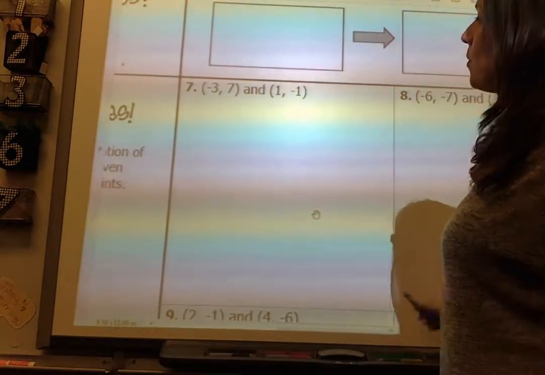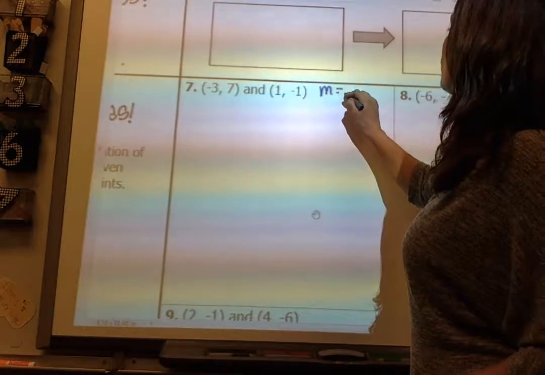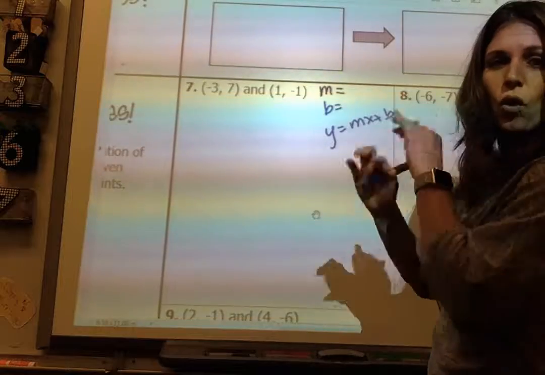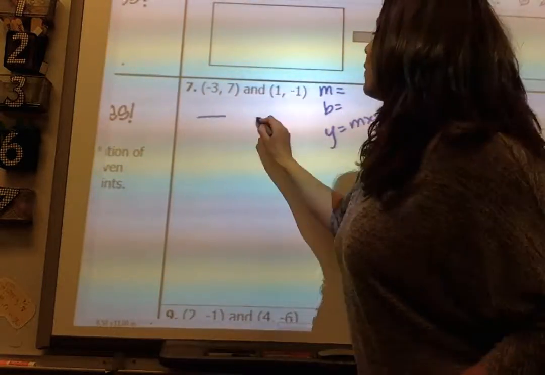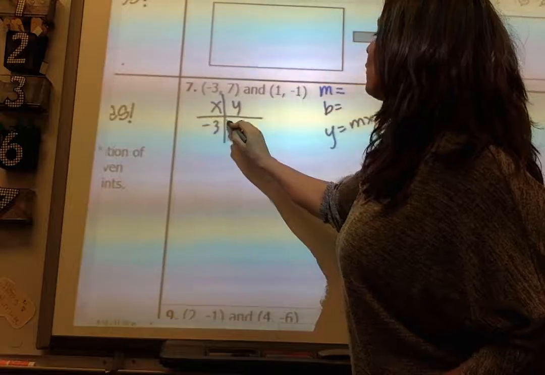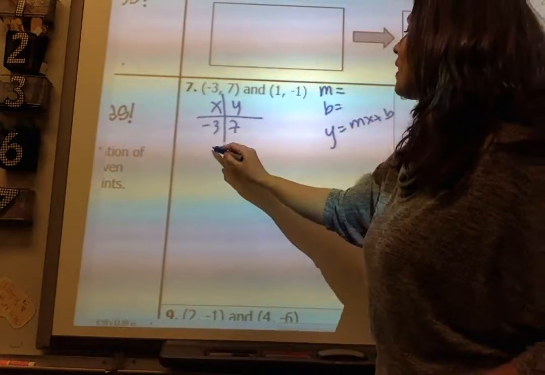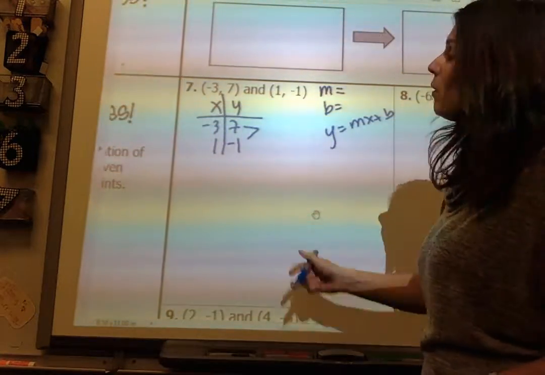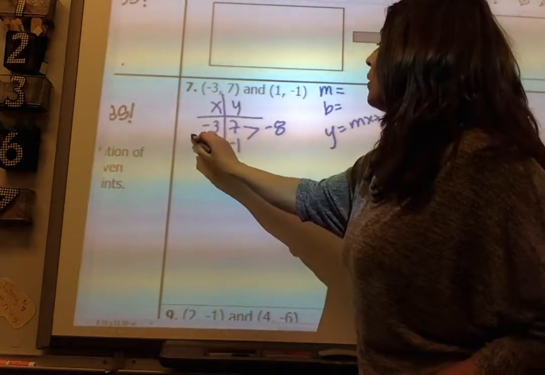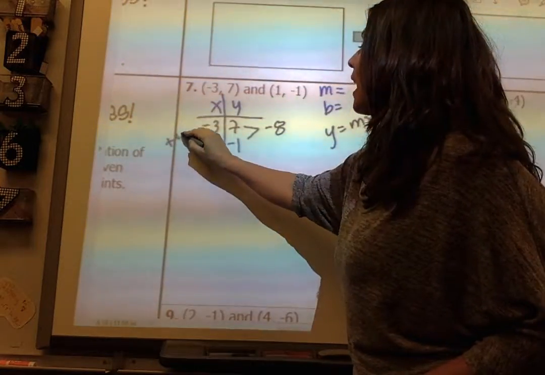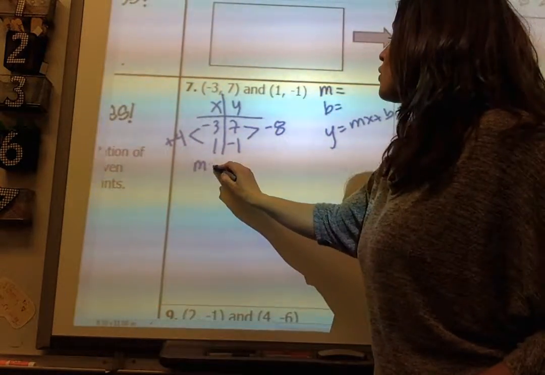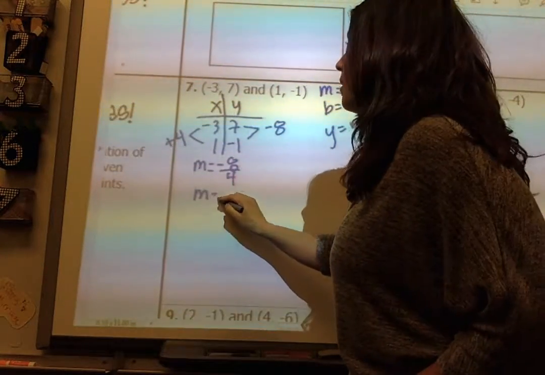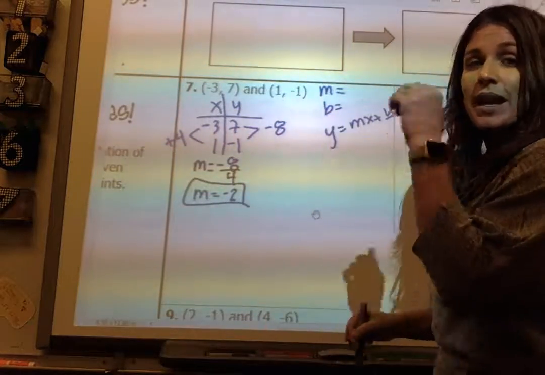All right, so remember, my whole goal is to find my slope and to find my beginning point, because then I can just plug it into y equals mx plus b, right? So over here, I'm going to first identify my slope. I have -3, 7 as the first ordered pair. The second ordered pair is 1 and -1. So how do we get from 7 to -1? We subtract 8. And how do we get from -3 to 1? We add 4. So now my slope is -8 over 4, which reduces to m equals -2.